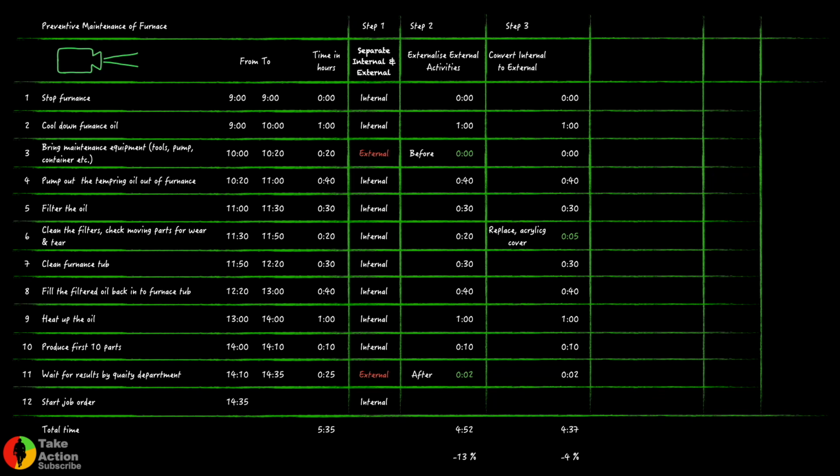Step number 5 is to improve the internal activities or to eliminate them completely. Here the activity number 2 is to cool down the furnace oil. It is taking 1 hour. So if we use external equipment for cooling, we can accelerate the cooling here and we can reduce the time. The activity number 4 is pumping the tempering oil out of the furnace. So here, we have seen that it is taking us approximately 40 minutes.